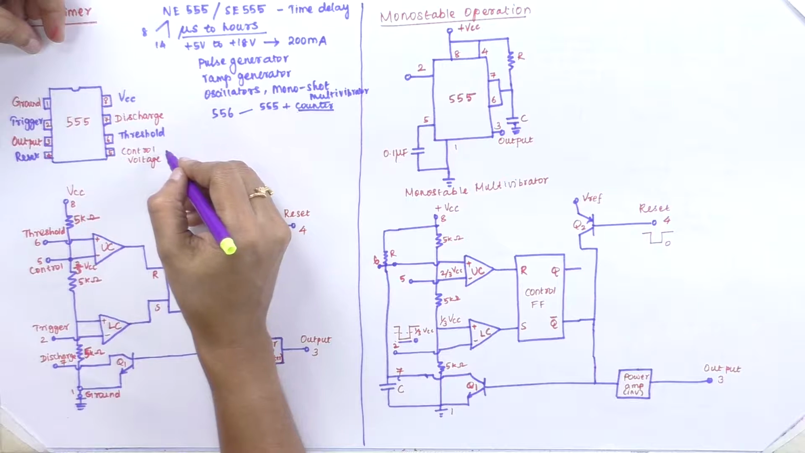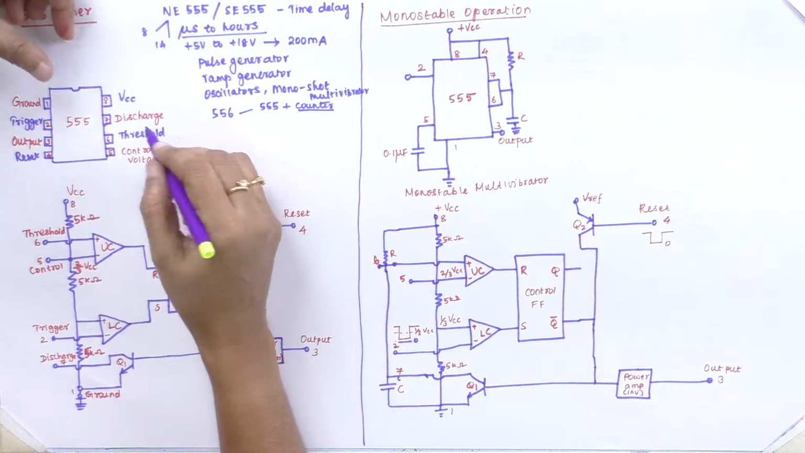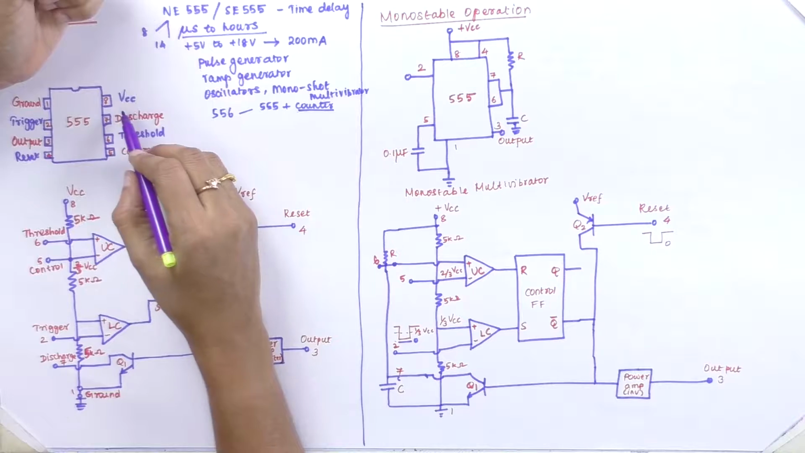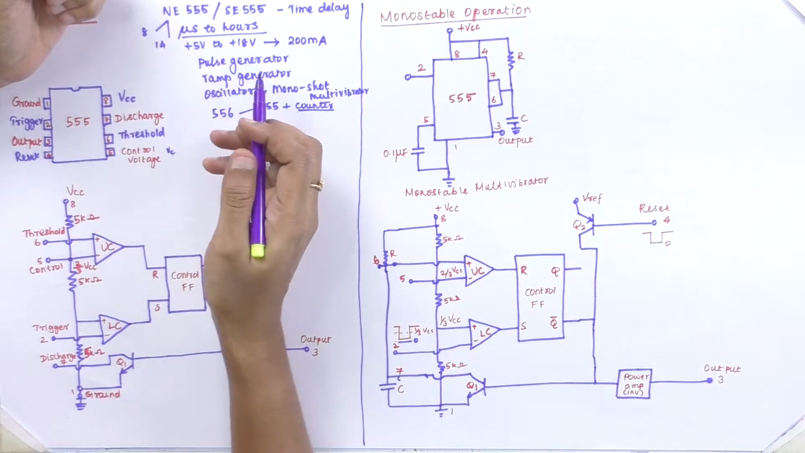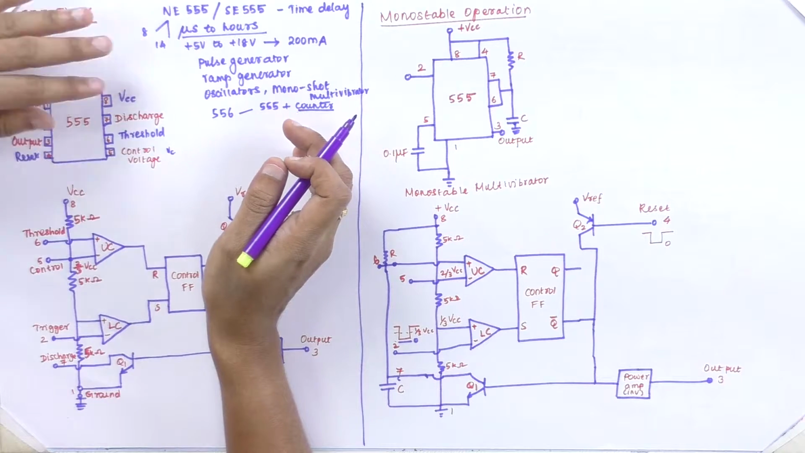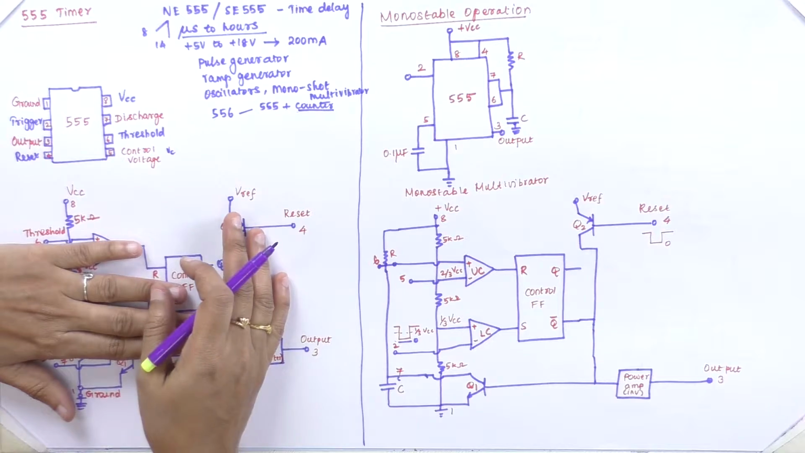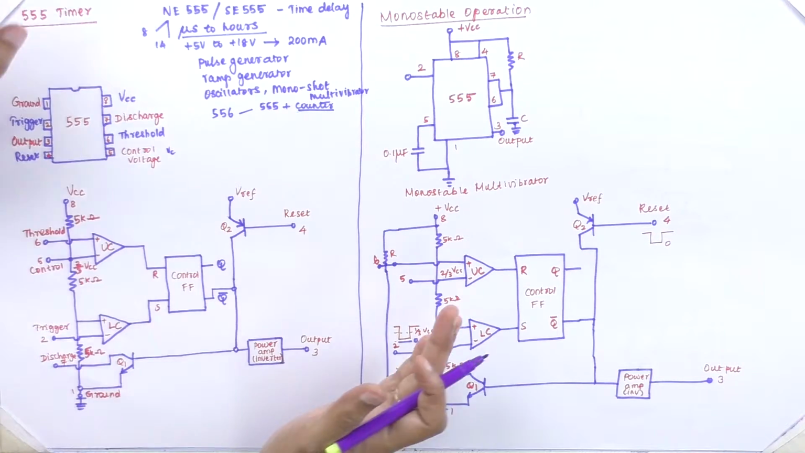Then the control voltage VC is applied, and we can compare it with the threshold voltage. If we use a capacitor, we can store and discharge the voltages, and the VCC supply is given. This is the pin diagram of the 555 timer. Next is the functional diagram of this 555 timer.